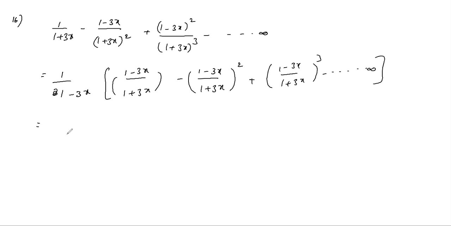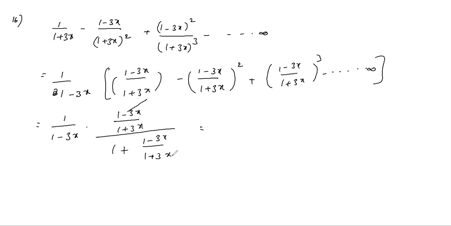So 1 by (1 minus 3x) into the infinite GP sum, a by 1 minus r, where r is minus (1 minus 3x) by (1 plus 3x). So it is nothing but 1 minus 3x cancels, 1 plus 3x cancels, and by simplifying, 3x also cancels. We will get 1 by 2 only.